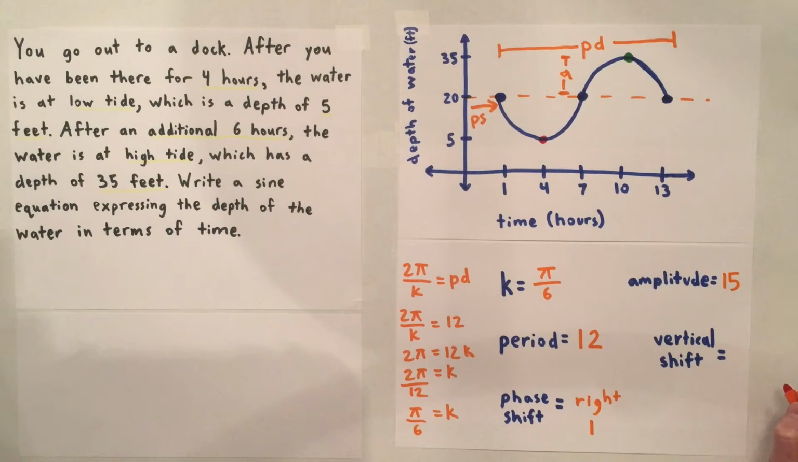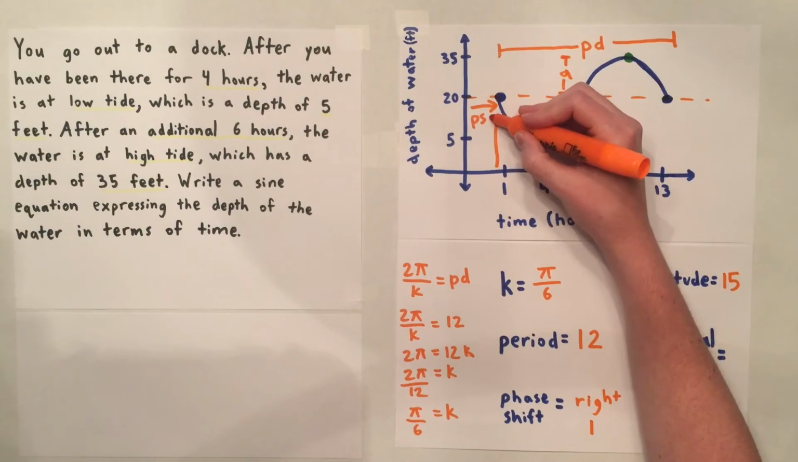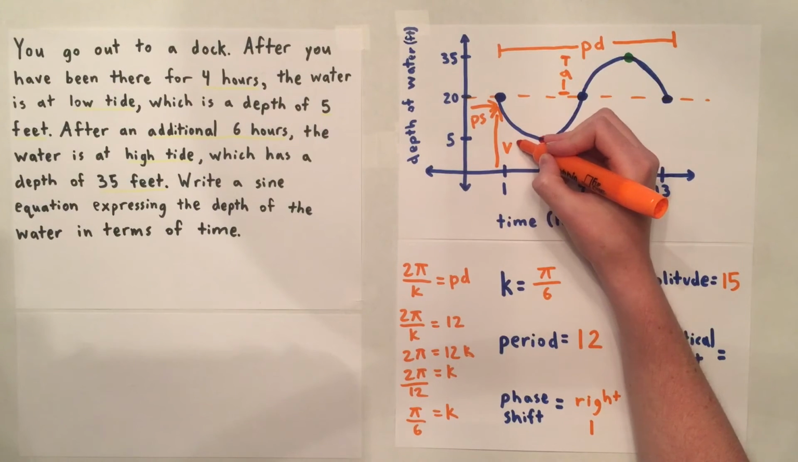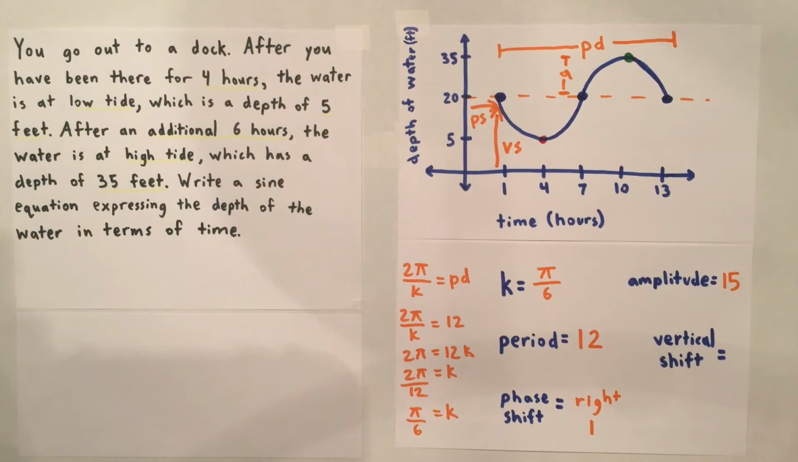And now, let's find the vertical shift of the midline of the function from the parent function. Our function has moved up 20 vertically, so we can say that our vertical shift is up 20.